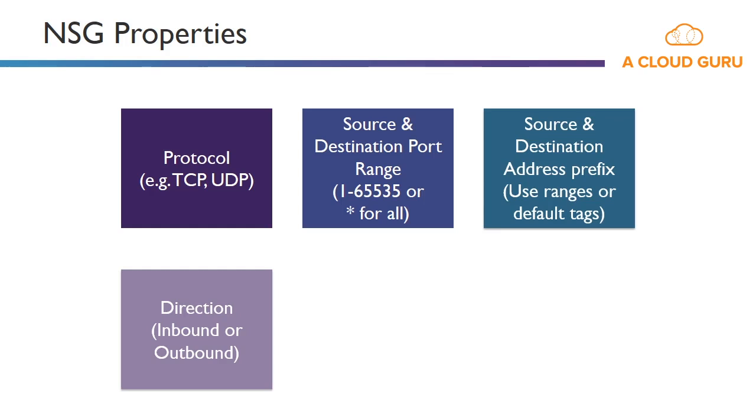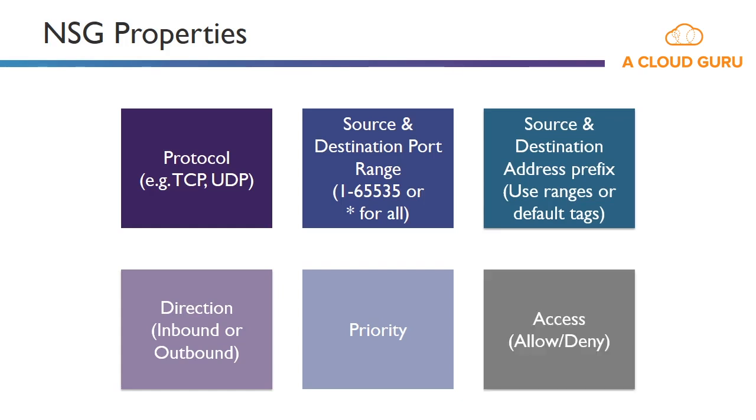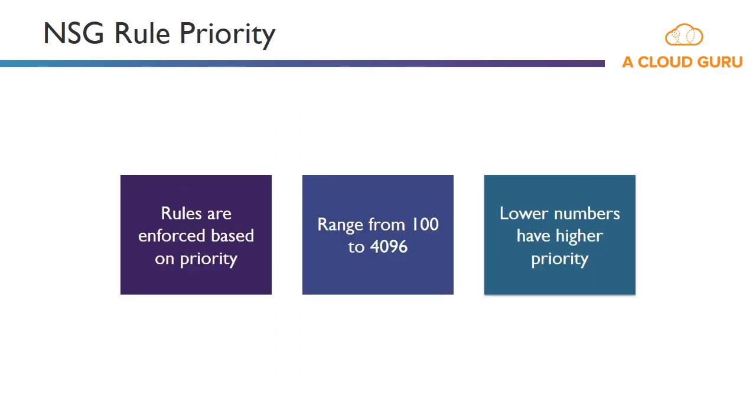We can do our direction, so inbound or outbound. That's obviously a natural property there, and as we went through the flow previously, that's going to determine where things are going to be stopped. The priority, which I'll also come on to in a moment, so that's in what order are these rules evaluated, and then whether we choose to allow access or deny access based on the rule we've just defined. So we set the criteria, and then at the end we say allow or deny. So what about rule priority that I mentioned? Well, rules are enforced based on priority.